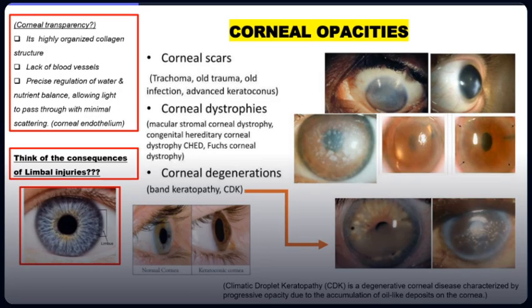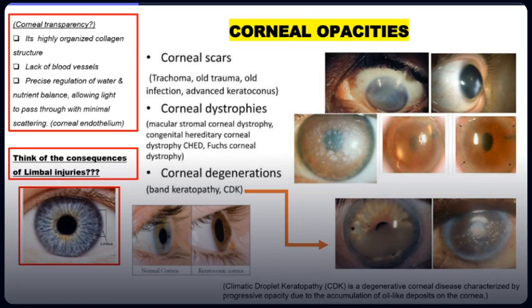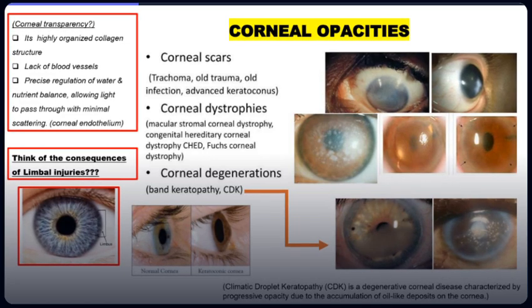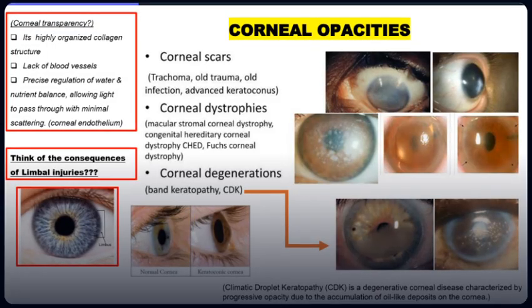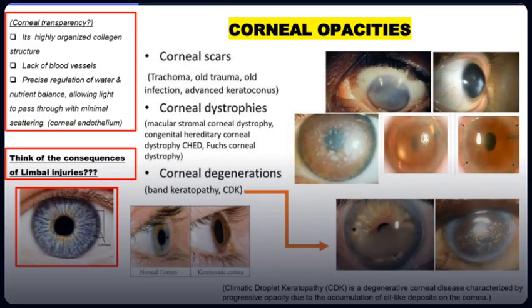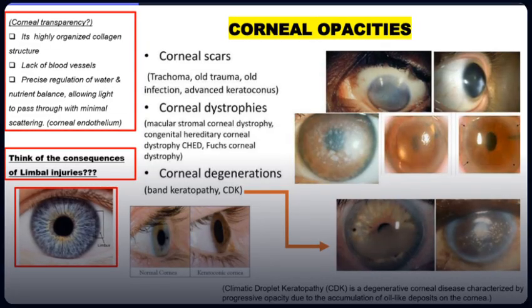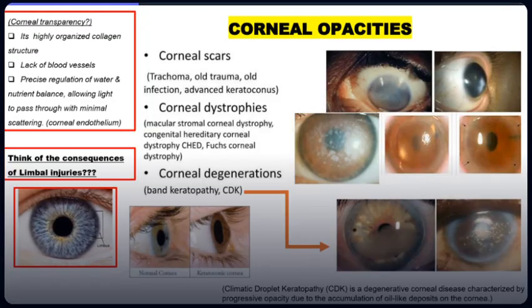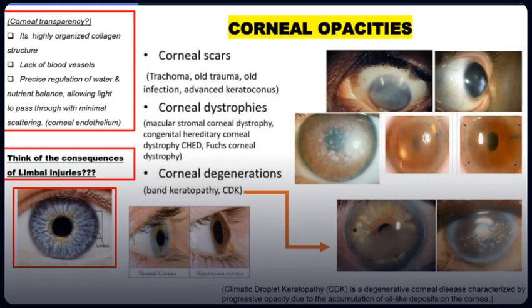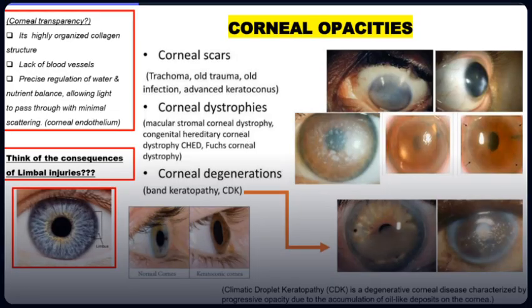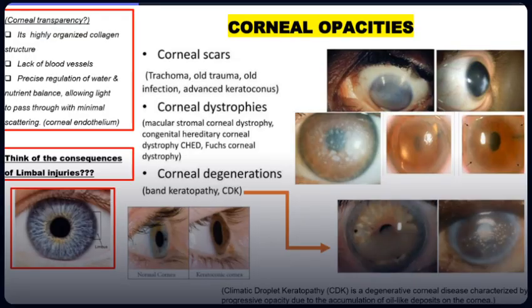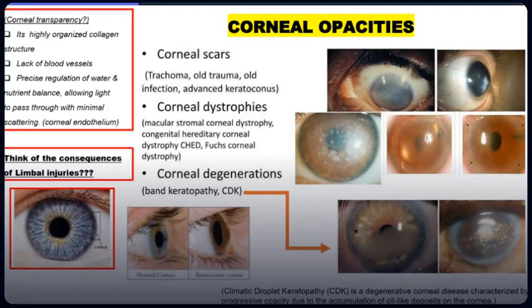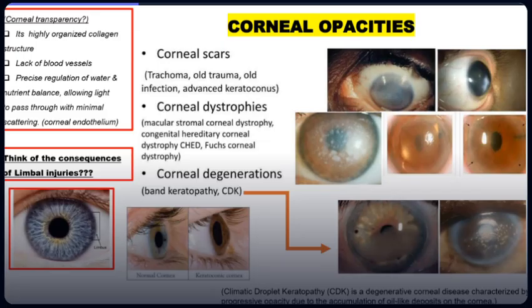Corneal transparency is a fragile physiological equilibrium maintained by the strict spatial organization of collagen fibrils and an active metabolic pump in the endothelium that prevents light-scattering stromal edema. When this architectural precision is lost, we observe opacities ranging from post-traumatic scars to genetic dystrophies and degenerative states like climatic droplet keratopathy, where oil-like deposits physically block the visual axis.